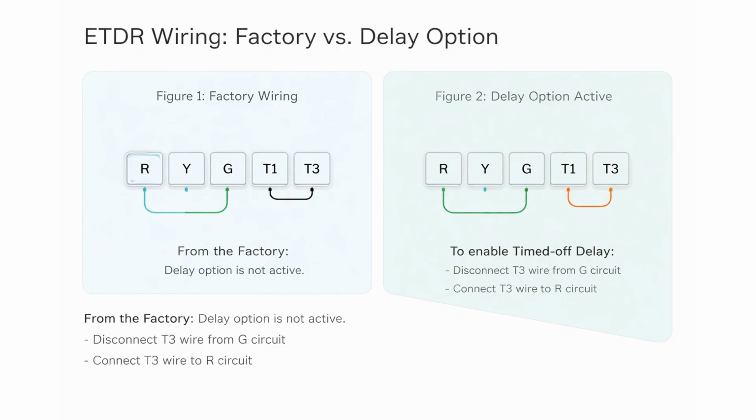To actually enable that 45-second timed off delay, you must modify the wiring. You disconnect the T3 wire from the G circuit and move it to the R, or constant 24-volt circuit. This way, when the thermostat removes the G demand from T7, T3 remains, holding the K1 relay closed and keeping the motor running for an additional 45 seconds to extract residual heating or cooling.